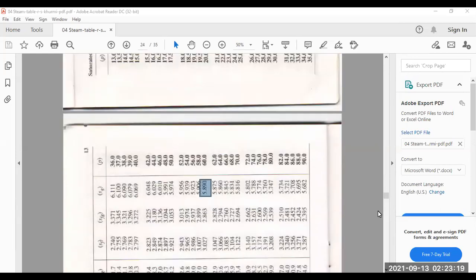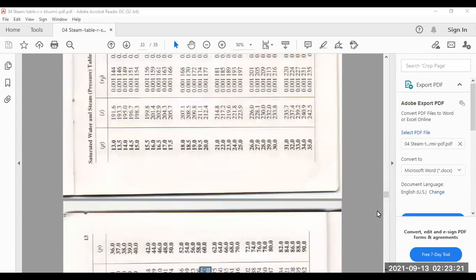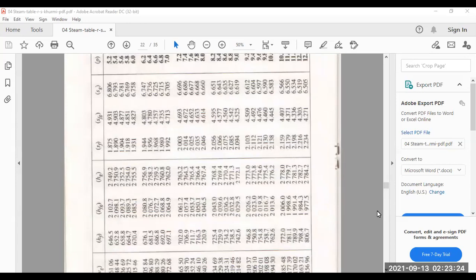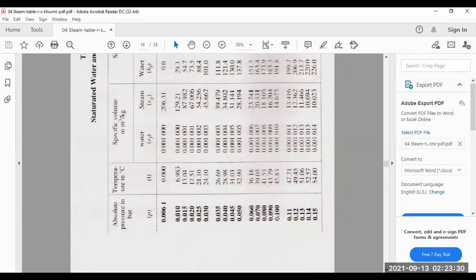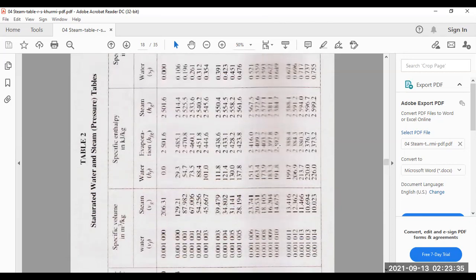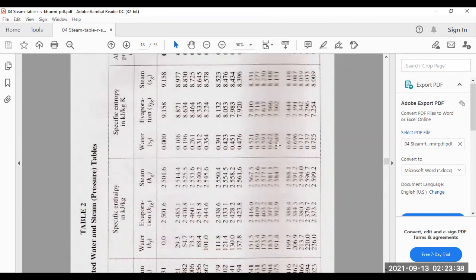Again, we will go to the steam table. And here we will find out when pressure is 0.1 bar. So this is 0.1 bar. You can see here, this pressure is 0.1 bar. So here, what is the value of sf? sf is 0.649 and sfg is 7.502. So these two values we will write here.